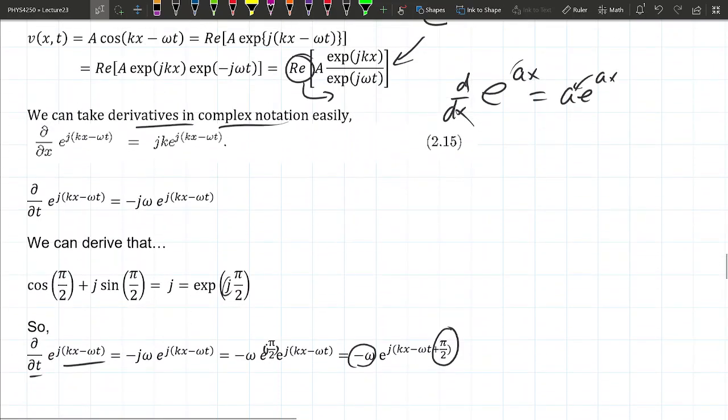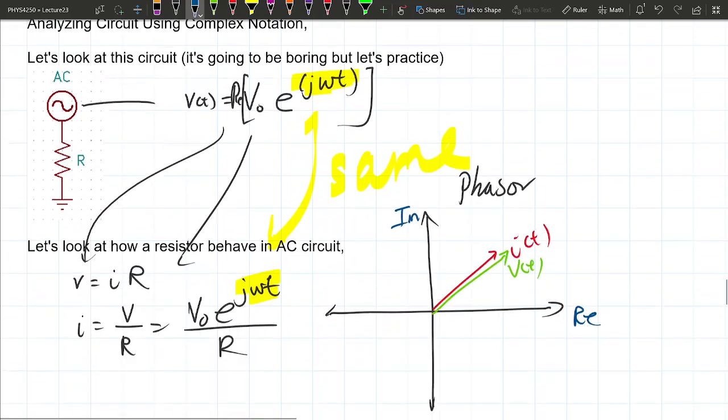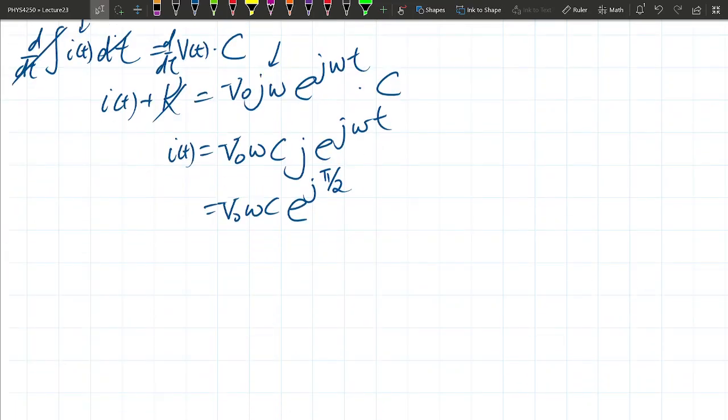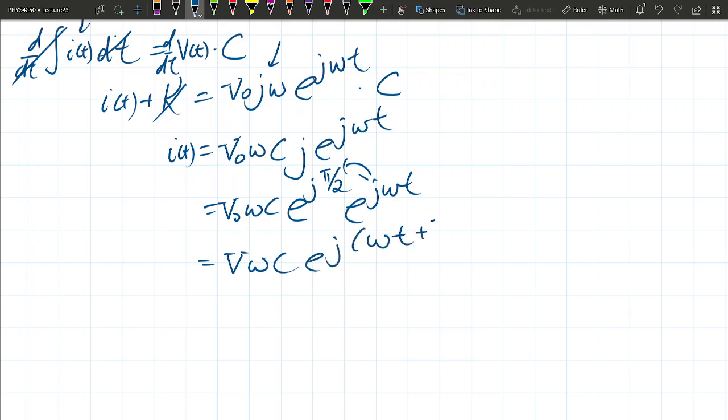Remember this discussion up here? It seems like I'm complicating things, but let's see what happens. If I finish writing this equation, now I have two exponentials I can multiply together, technically just adding: e to the j omega t plus pi over 2.